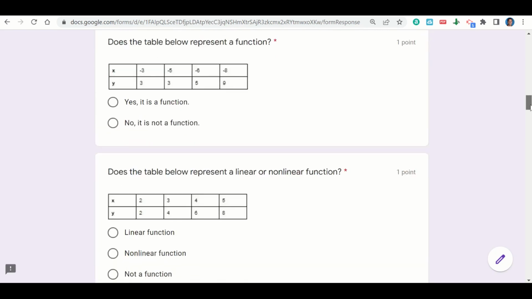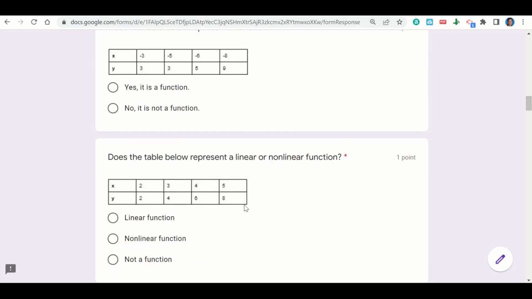We'll scroll down to another random one. Let's try this one. It says, does the table below represent a linear or non-linear function? Well, remember, in order for it to be linear, my change in my x has to be consistent and addition, and my change in y has to be consistent and addition. So here I go up from 2 to 3, so that's adding 1, adding 1, adding 1. So far it could be linear. Then this one I'm adding 2, adding 2, adding 2. So again, both are consistent, both are addition, so therefore this is a linear function.